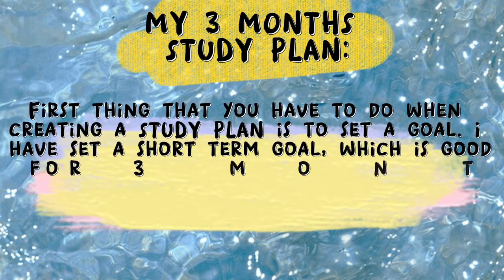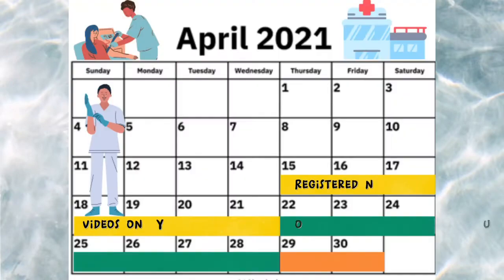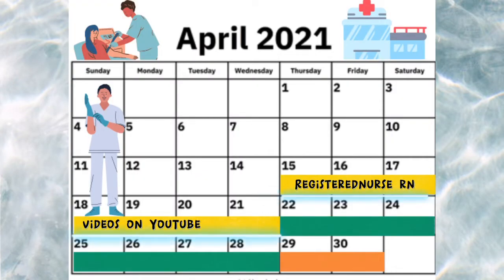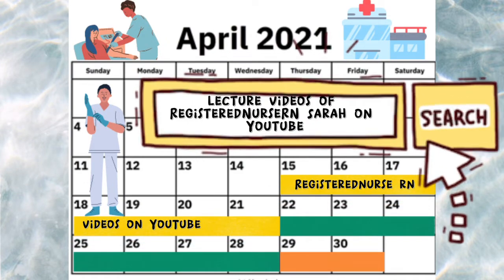First thing that you have to do when creating a study plan is to set a goal. For me, I set a goal which is short-term, and that is good for 3 months. So I started my study on the 15th of April 2021. As you can see, from April 15 to 30, 2021, I only used one source, which is the lecture videos of Registered Nurse RN Sarah on YouTube.